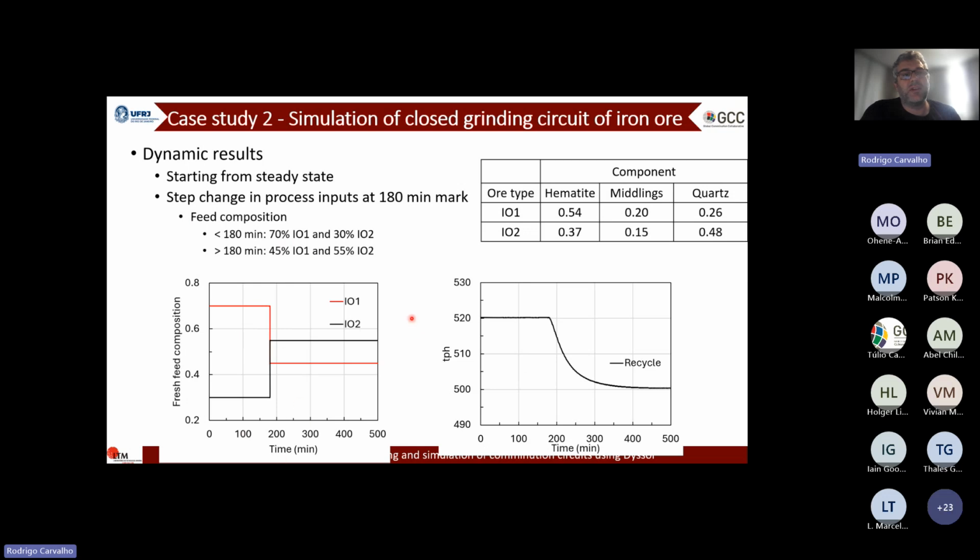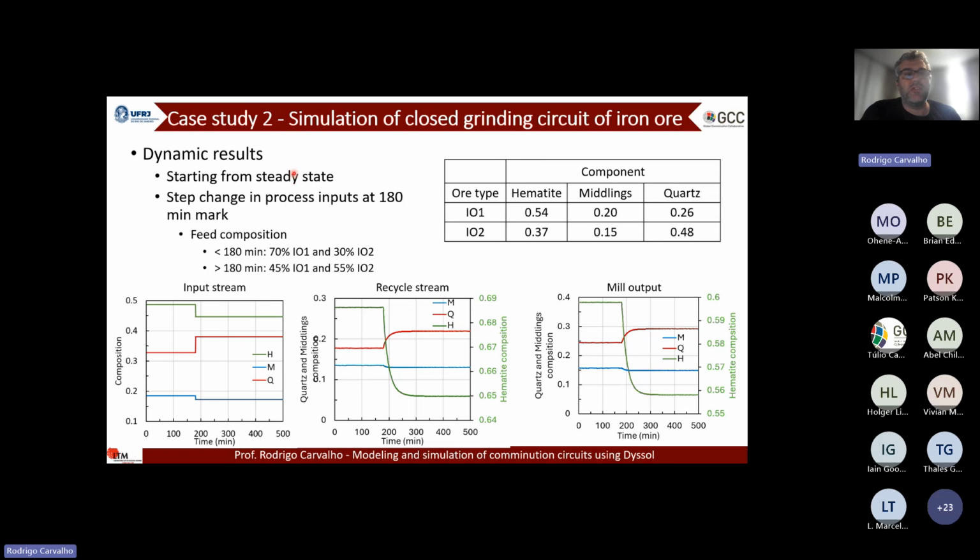So we start to feed the poorer iron ore here. We see a change because we changed the amount of material that presents differential breakage rates. We see a change in the recycle stream, showing this pretty nice first order curve here, because now there's less hematite in the circuit.